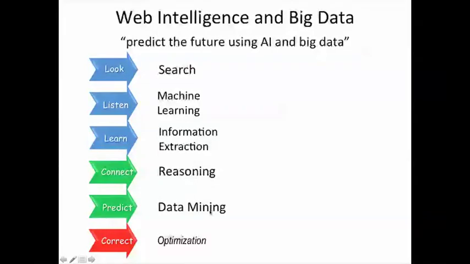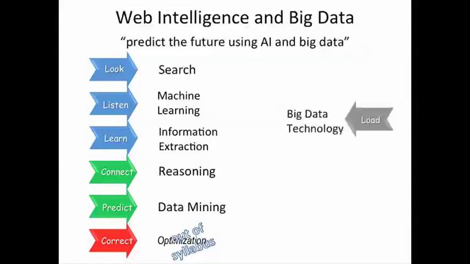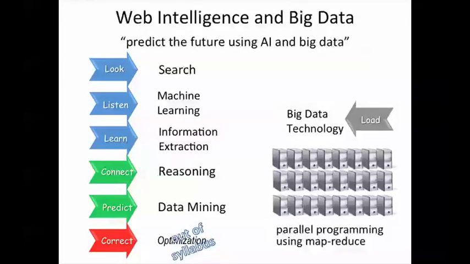Prediction is about mining rules and associations from data. And finally, of course, optimization is about figuring out the right thing to do given all the predictions that one could muster. We won't be talking about optimization much in this course, but we'll be talking about pretty much all the other things to a certain extent. Along the way, we'll also talk about big data technology, and I included an extra element called load, where we figure out how to harness such technology using parallel programming and MapReduce.